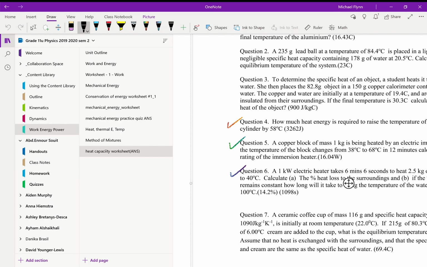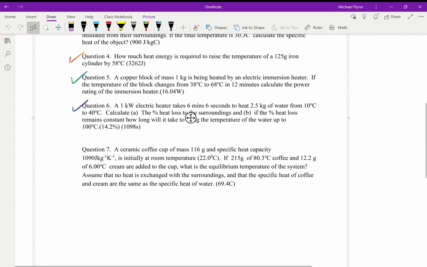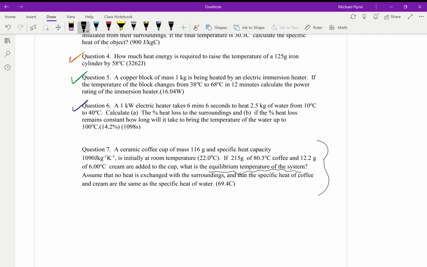I'm going to show it to you here. Question number 7 in the homework. Now, if you look at it, a ceramic coffee cup, which is typical for these cups that we use, is 116 grams, has a heat capacity of 1,090 joules per kilogram degrees Celsius, and is initially at room temperature. You put in a certain amount of cream, and then you also put in the coffee at 80.3 degrees Celsius. So you're mixing all these things together, and they're asking you, what is the final temperature of the system? The equilibrium temperature of the system is the final temperature of the system.